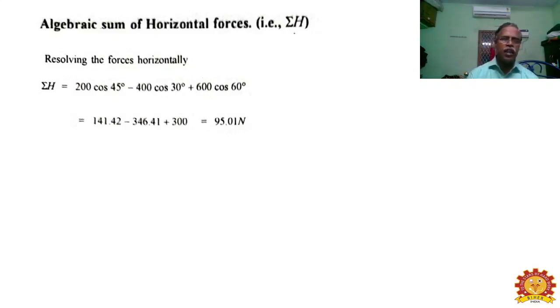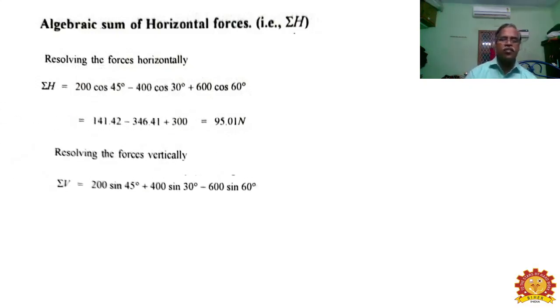Okay, fine. Similarly, if you do the same process for your sigma V also, that is resolving all the forces vertically, you will get an equation like what you're seeing on the screen, with assigned values of 200, 400 and 600 with respect to its angles theta 1, theta 2 and theta 3, right? Now by using your calculator, if you find the solution of this one also, you will get the answer as minus 178.2 Newton.